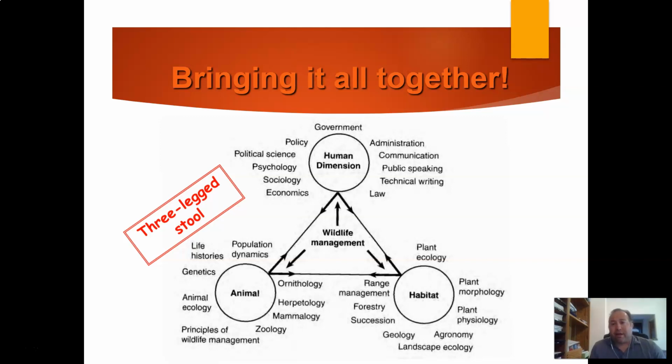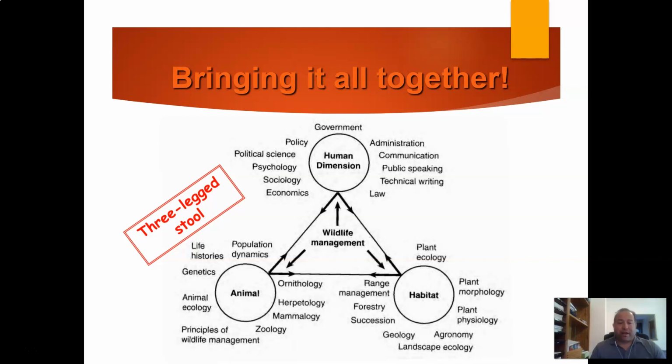So I said at the beginning, we were starting with that simple three-legged stool model. We are still in the three-legged stool model here, but there is a lot that goes into it. So this is a much more complex model, but still the same basic idea. But when we're talking about the human dimension of this thing, we're talking about government, communication, laws, economics, policies, and sociology.